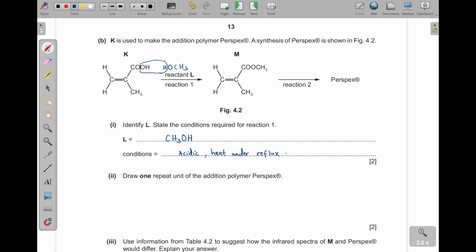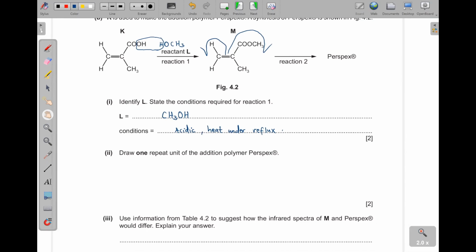Then Roman 1, draw one repeat unit of the polymer. So we are going to have this one here. So this one breaks off like this, and also this one goes like this. Okay, so what then are we going to have? We shall have a carbon here, then a hydrogen, then now one single bond because this one has been broken, and then COOCH3, then CH3 here, then you open this here and also there. That is the one repeat unit, and you are done.